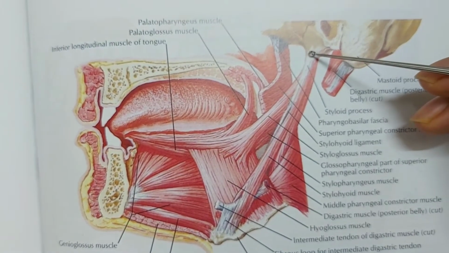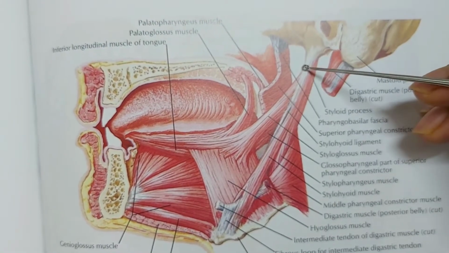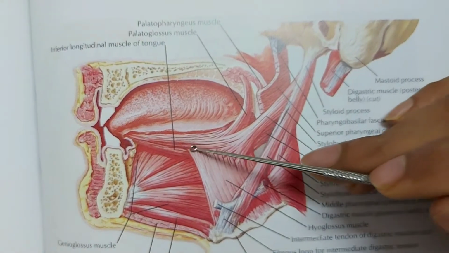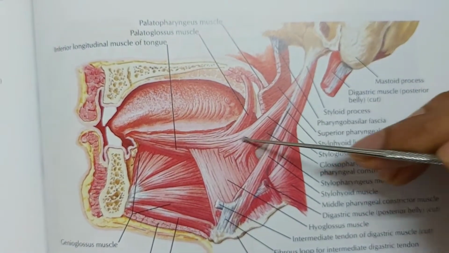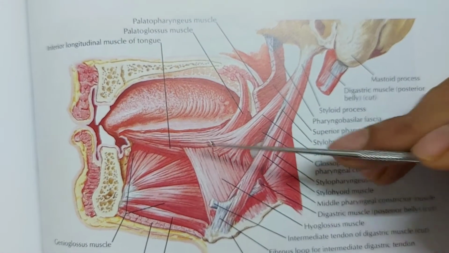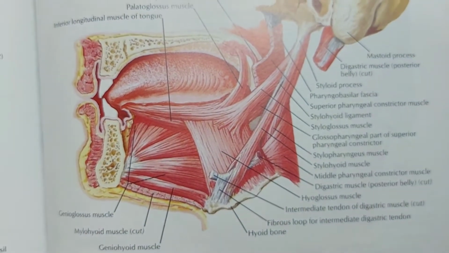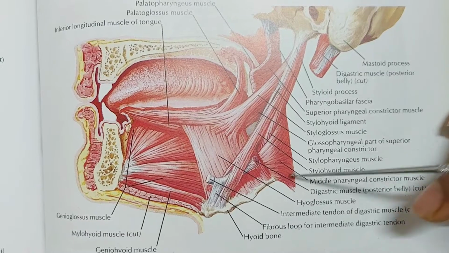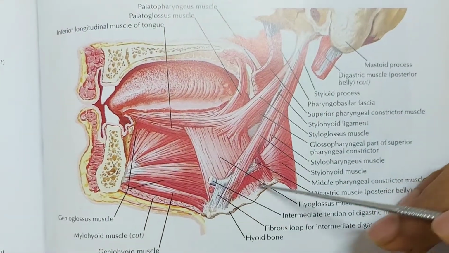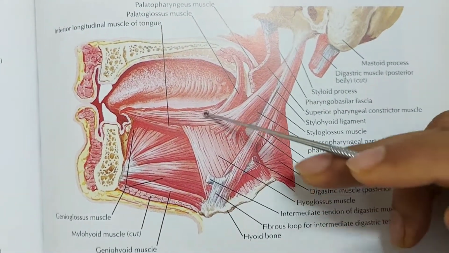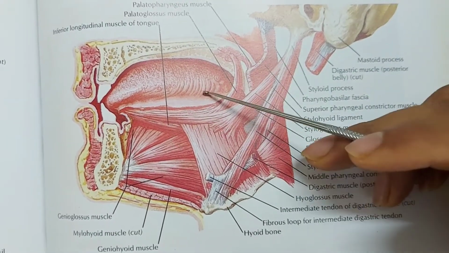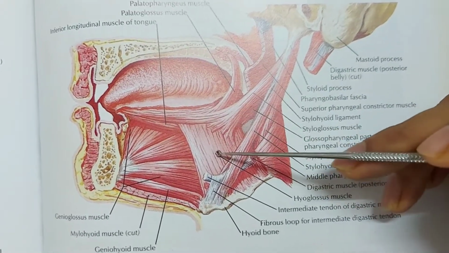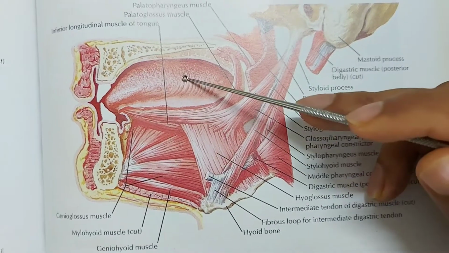Here is the styloid process. From here there is a muscle that comes to the tongue. This is known as the styloglossus. And this part of the image is known as the hyoid bone. From the hyoid bone there is a quadrangular muscle that moves upward to form the tongue. This is known as the hyoglossus.